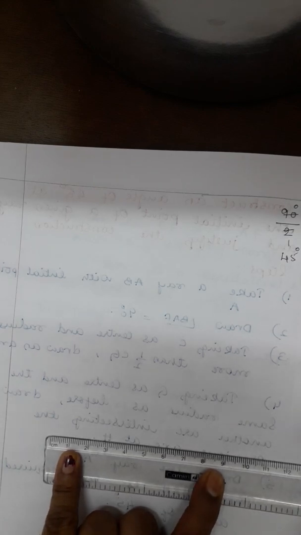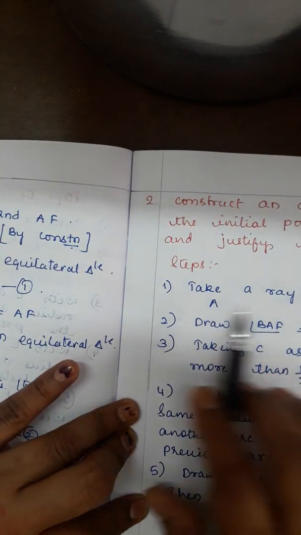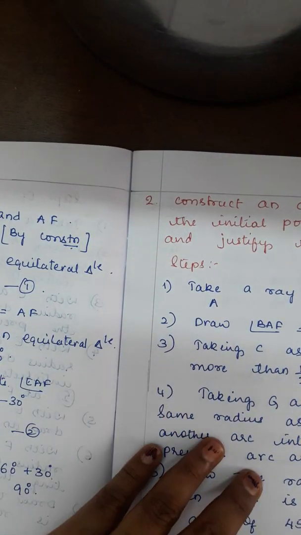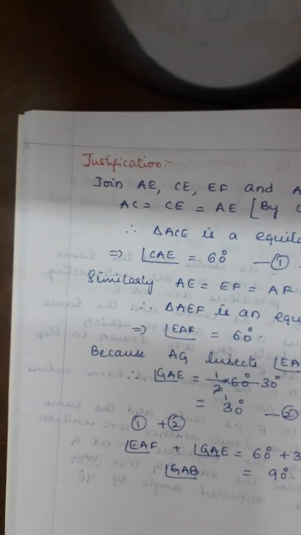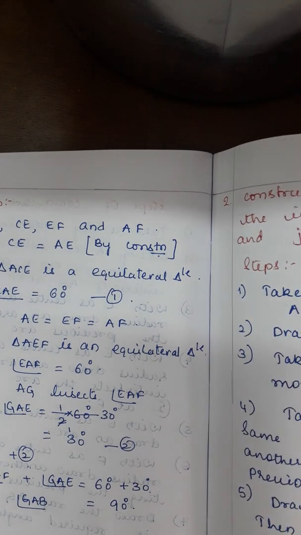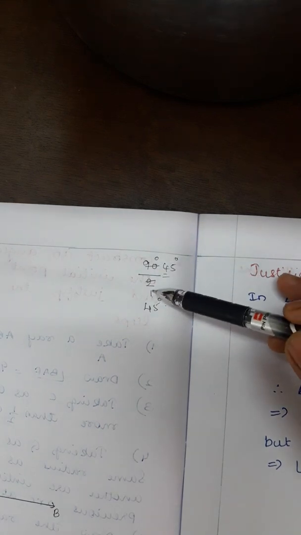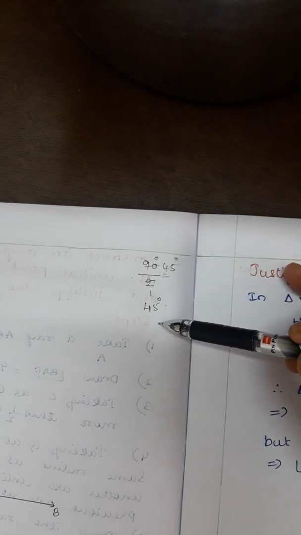Here again I have to draw a ray AB with initial point A. So I am taking this as A and this as B. Again we have to repeat the same process we followed for 90 degrees. As I said, 45 degrees is obtained by dividing 90 degrees by 2. So half of 90 degrees is 45 degrees.